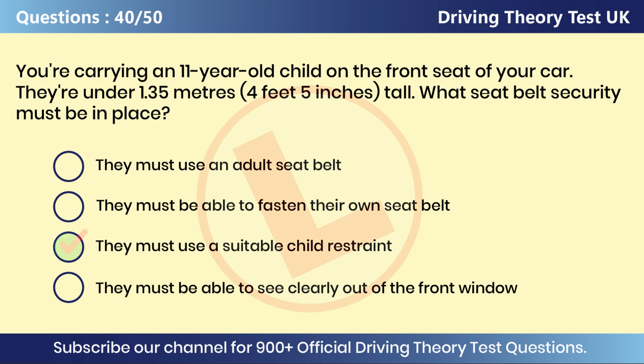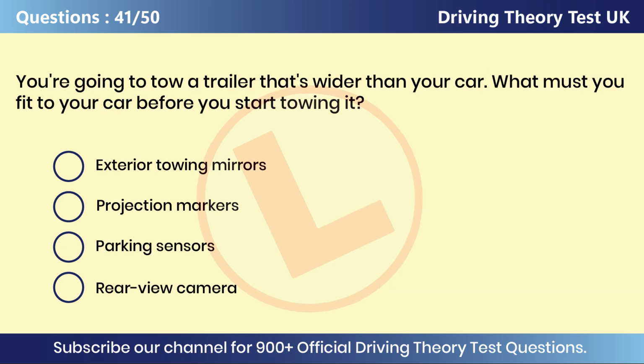C. They must use a suitable child restraint. Question 41. You're going to tow a trailer that's wider than your car. What must you fit to your car before you start towing it? A. Exterior towing mirrors. B. Projection markers. C. Parking sensors. D. Rear view camera.